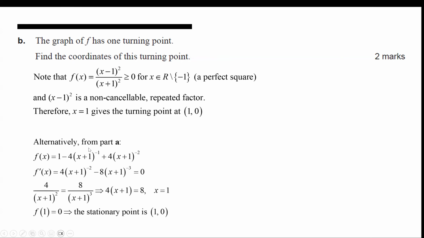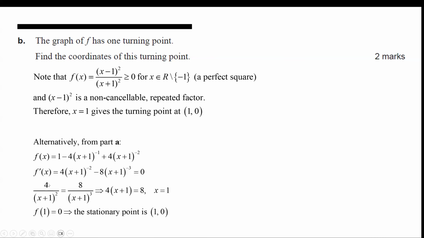Well, actually, it is more natural to observe from part A, we can sub in the a, b, c values and write f of x in, let's say, negative index form: 1 minus 4 times x plus 1 to the power negative 1, plus 4 times x plus 1 to the power negative 2. Then we can just differentiate to get f dash of x equals 4 times x plus 1 to the power minus 2, take away 8 times x plus 1 to the power negative 3, and it's equated to 0.